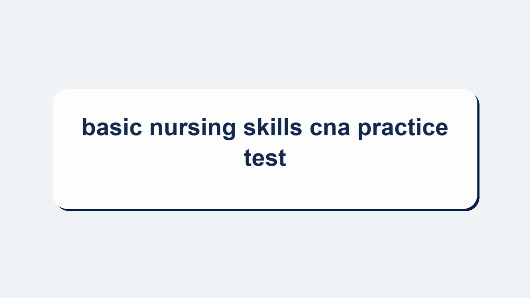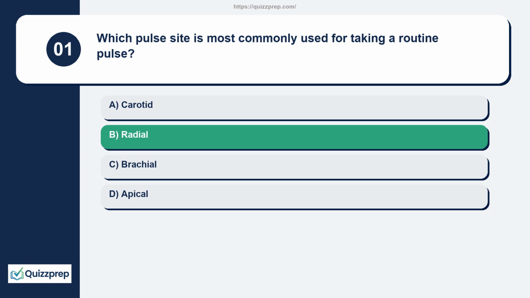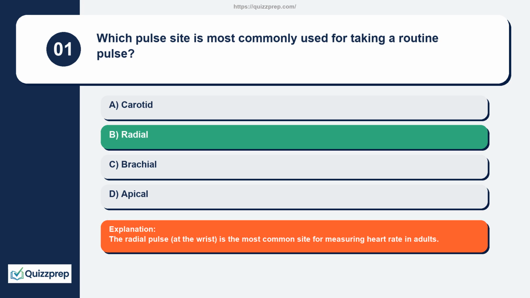Basic Nursing Skills CNA Practice Test. Question 1. Which pulse site is most commonly used for taking a routine pulse? Carotid, radial, brachial, apical. The radial pulse, at the wrist, is the most common site for measuring heart rate in adults.